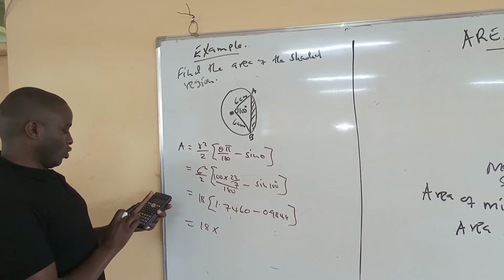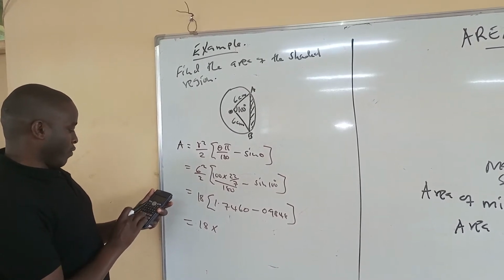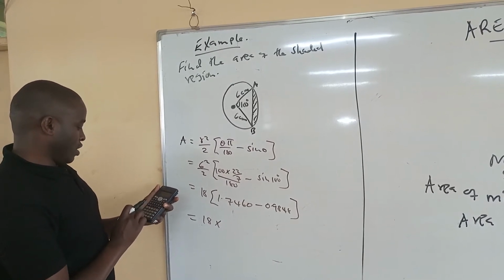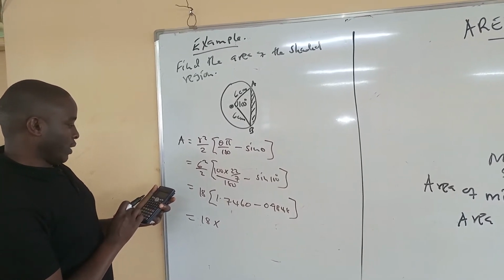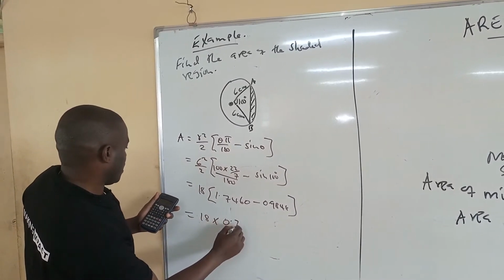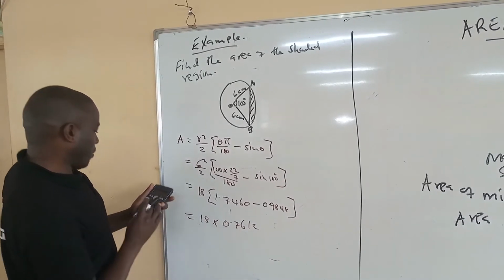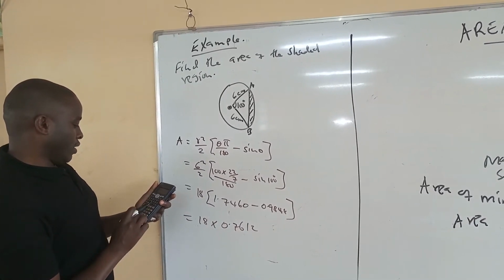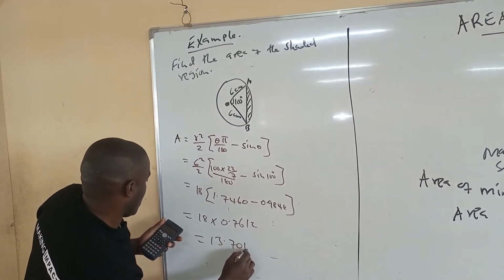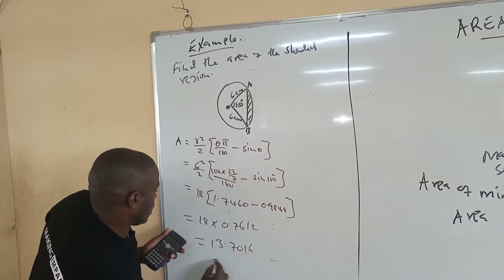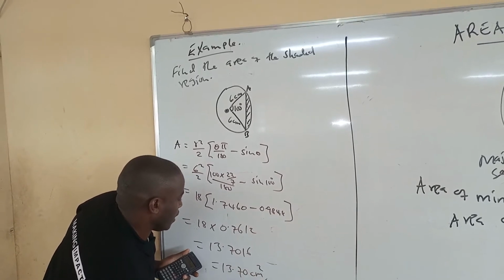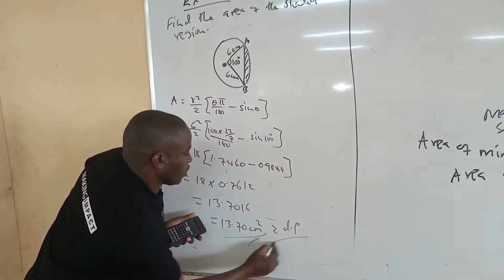When you subtract the two of them, 1.7460 minus 0.9848, you get 0.7612. So you multiply by 18, you get the answer as 13.7016, which is equal to 13.70 centimeters squared, to 2 decimal places.